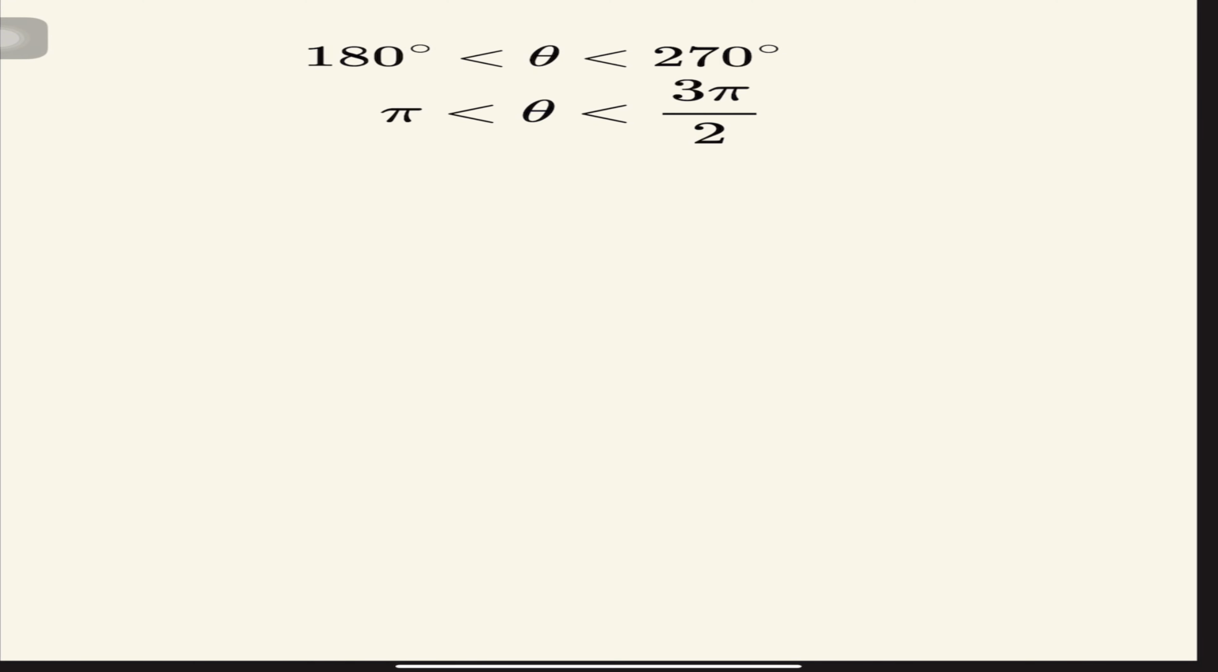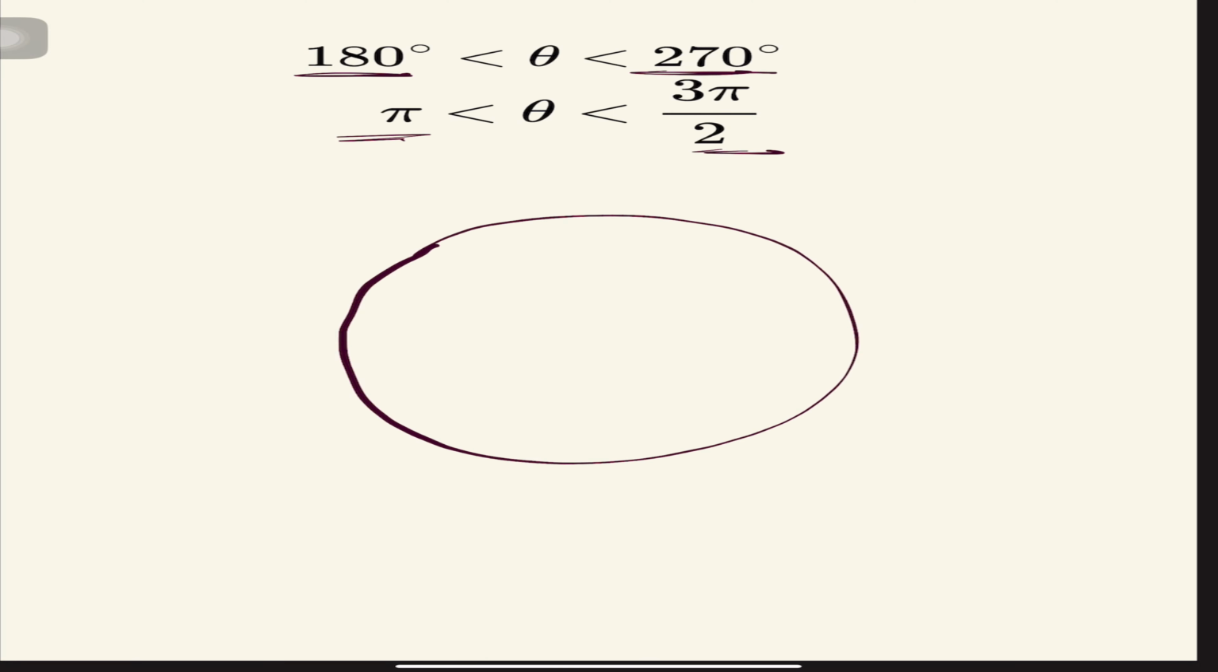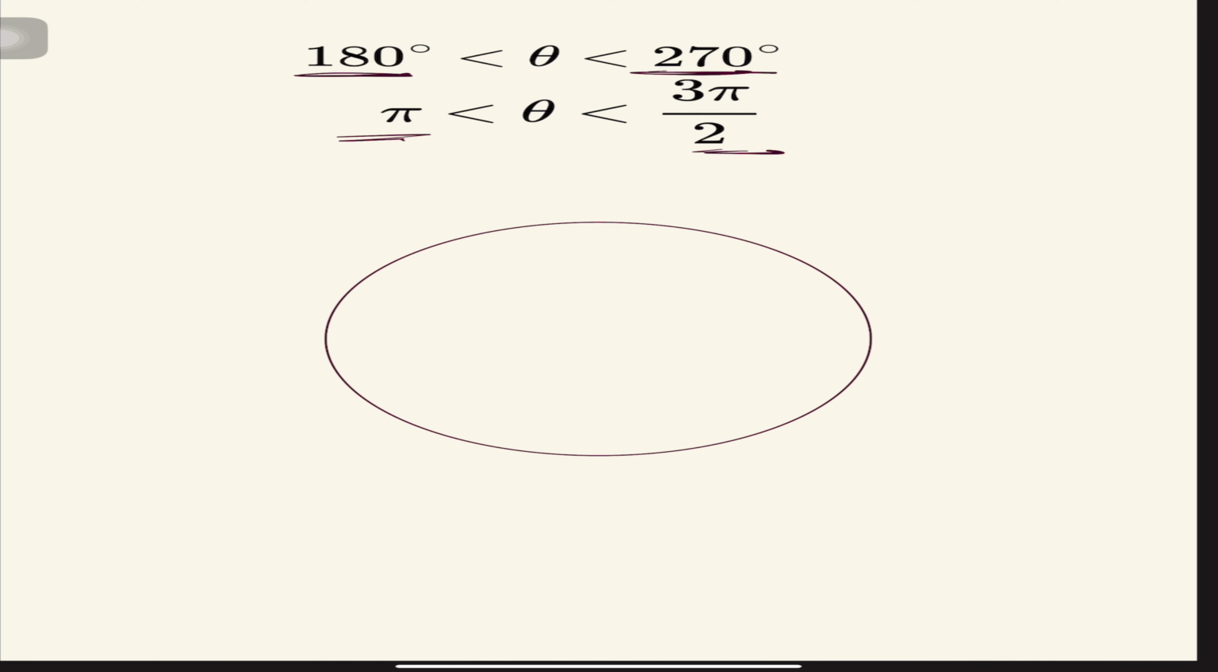Hello everyone. Today we'll discuss what's the value of the six trig functions for angle theta when angle theta falls between 180 degrees to 270 degrees. Okay, in radians, pi to 3 pi by 2. So let's draw a unit circle. So let's just do it. Here we go.